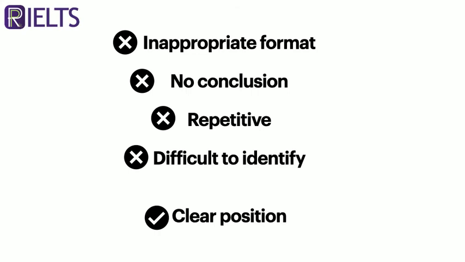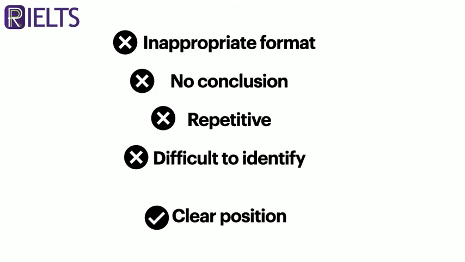Then the next thing is repetitive. If your points are repetitive, right? If you write one point at the starting, then you write another point, then the third point is the same as the first one, but it is written in other words. So it is wrong. Your ideas should not be repetitive in your essay. Then if it is difficult to identify, then also it is wrong, because your ideas should be distinct. The examiner should be able to identify your ideas, that yes, now the idea has started, now he or she has explained it, now another idea has started. So the examiner should be clear about it, he should be able to identify your ideas, right?